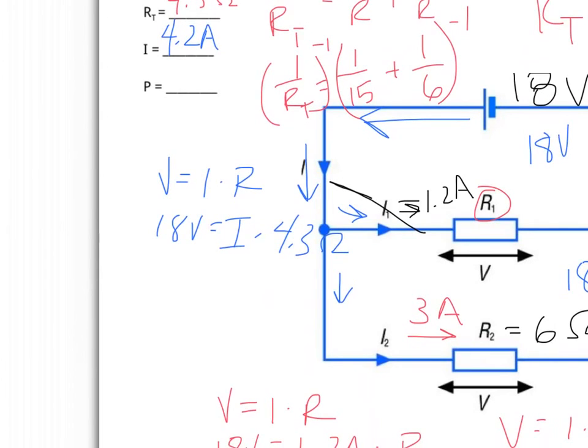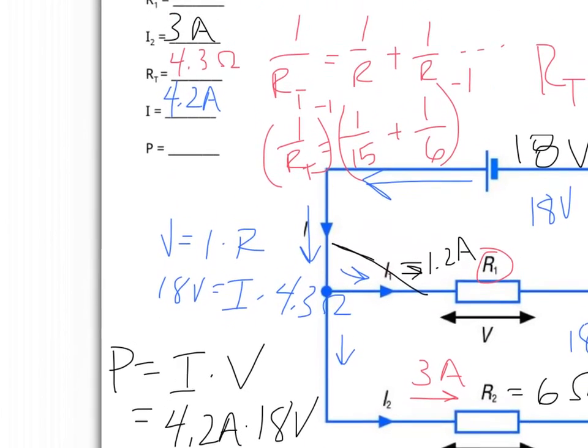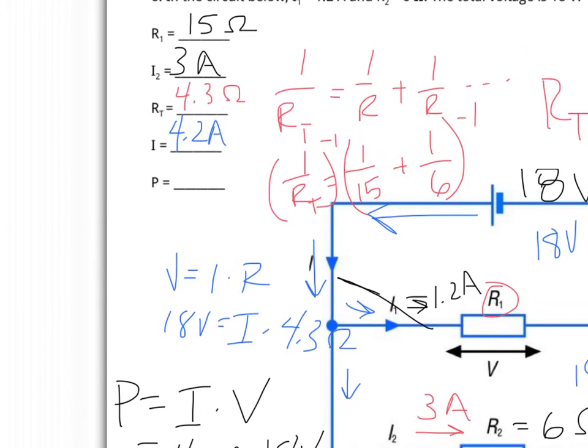That just leaves a calculation of power. We have lots of options for how we might do power since we know both the total current and the total resistance. It probably makes the most sense to stick with the simplest power equation here, which is P equals I times V, where the current is 4.2 amps, the voltage is 18, so our power is 4.2 times 18, or 75.3 watts.